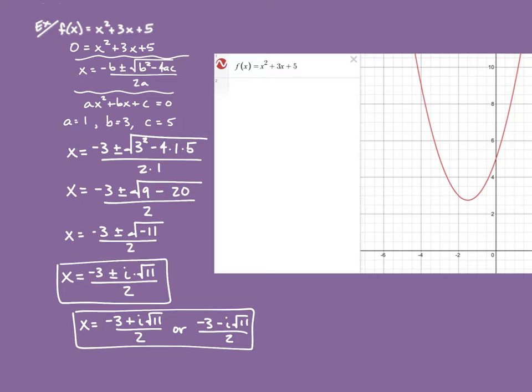Now let's look at a graph of this and talk about what these solutions look like. When I plug this graph into Desmos, what we're looking for is where it crosses the x-axis, and it doesn't cross the x-axis. Here's our x-axis, and this graph is simply above it. That's why we get complex or imaginary solutions. It's important that we're able to go through this process. Now let's look at some higher order degree polynomials.